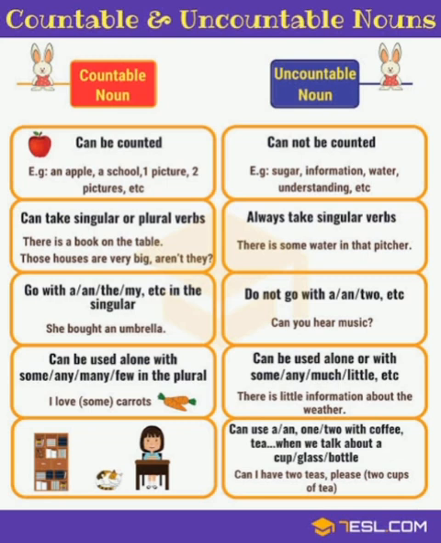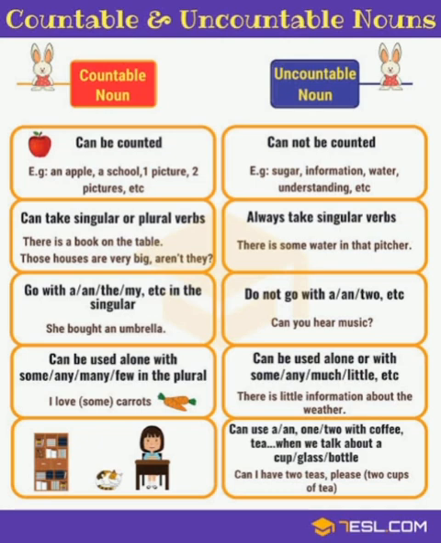अब हम इसे गिन तो नहीं सकते, countable नहीं है ये. Now, a countable noun goes with a, an, the, my, etc. in singular. She brought an umbrella. But uncountable nouns do not go with a, an, etc. Can you hear music? अब यहाँ पे देखो म्यूज़िक भी नहीं है, 1 म्यूज़िक या 2 म्यूज़िक भी नहीं है. So it is an uncountable noun. Music cannot be counted. Okay.